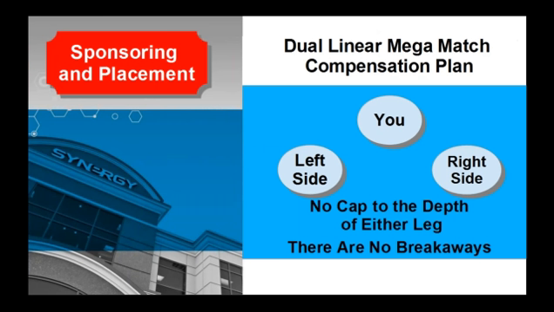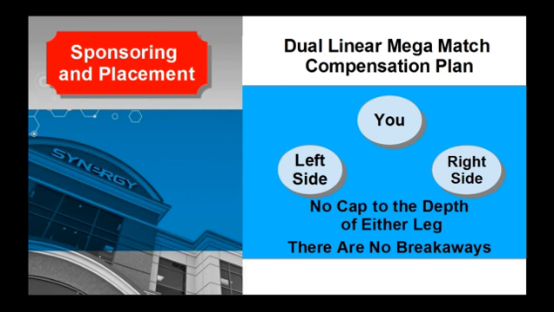And before we look at that, it's important to understand that in the dual linear mega match compensation plan that Synergy Worldwide has put together, it's based upon a left side and a right side. There is no cap to the depth of either leg, which means that you can grow your left side as deeply as you want to. You can grow your right side as deeply as you want to. And there are no breakaways, meaning that if you've sponsored a person in your left-hand side, they have the opportunity to become even more successful in Synergy Worldwide than what you might be.